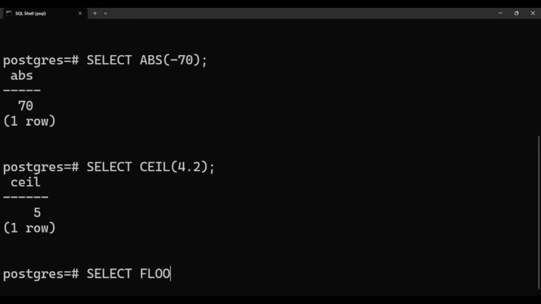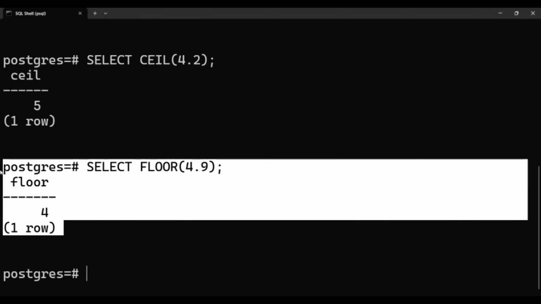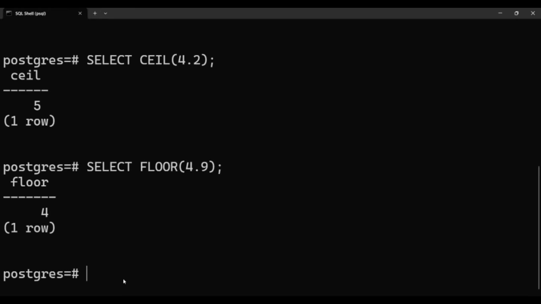Okay, next one is CEIL. CEIL is nothing but rounding up. So for example, if I give 4.2, the next number after 4 will come. Like if I give 3.8, what was the next number from 3.8? 4, right? So that's how we'll get the output. For 4.2, what was the next number? 5. So that's how we'll get it.